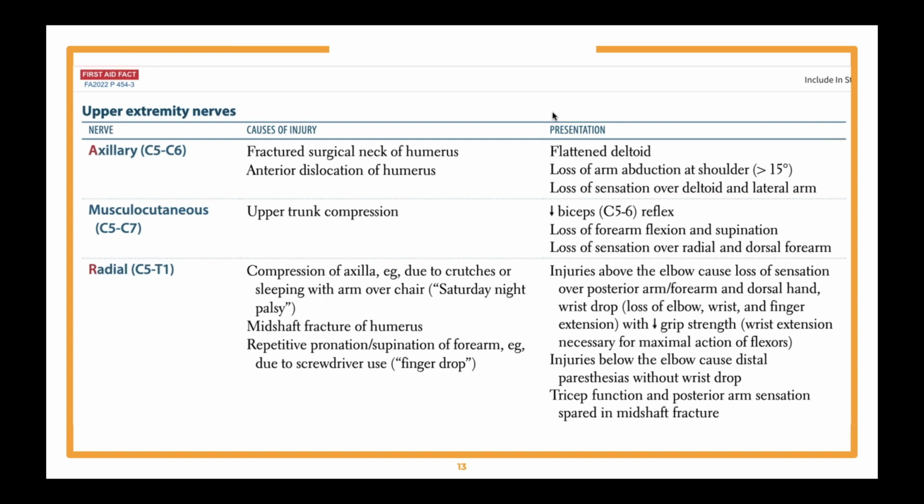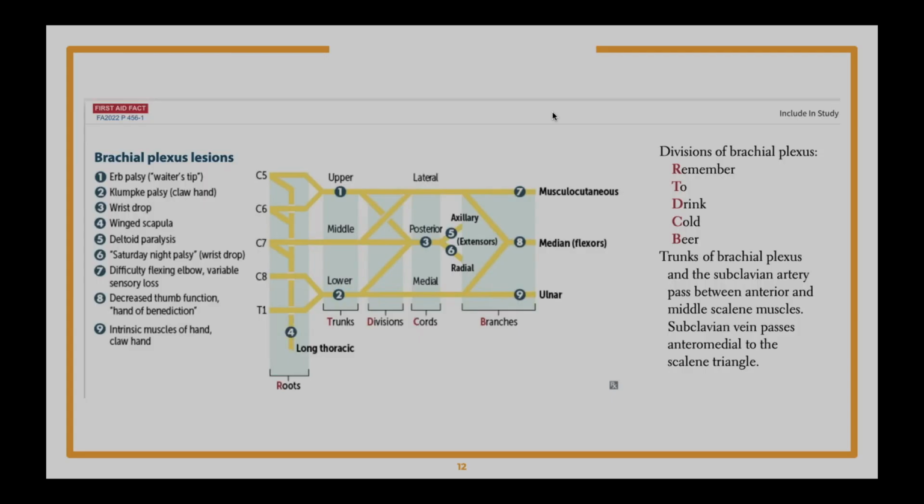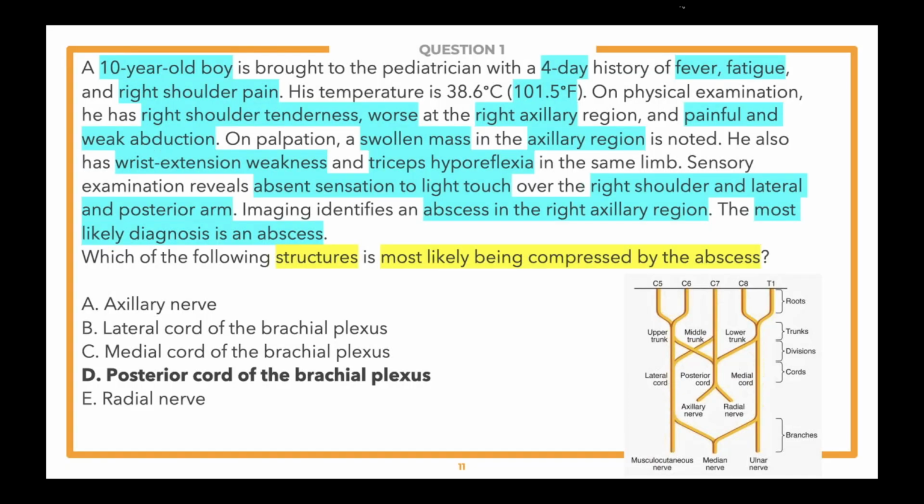So if we go back to our question, you can see there that the posterior cord of the brachial plexus is the best answer. Answer choice E is not the best answer, okay? Because that would not explain some of the other signs and symptoms that are being caused by a deficit in the axillary nerve. So E is not a complete answer.